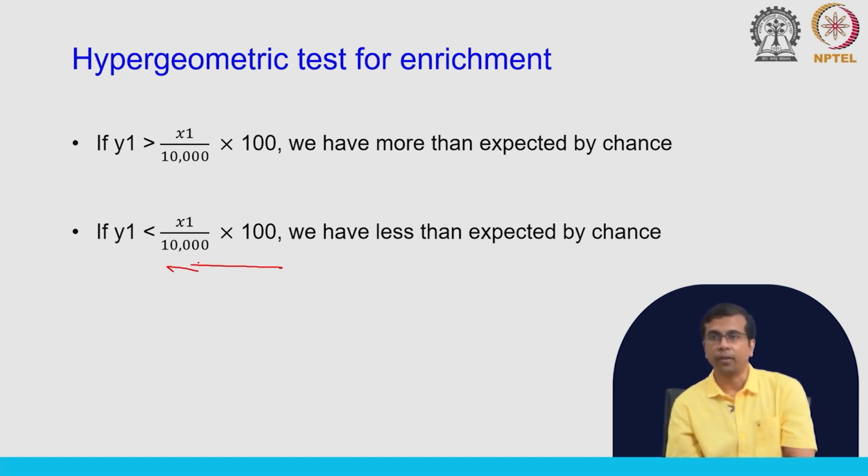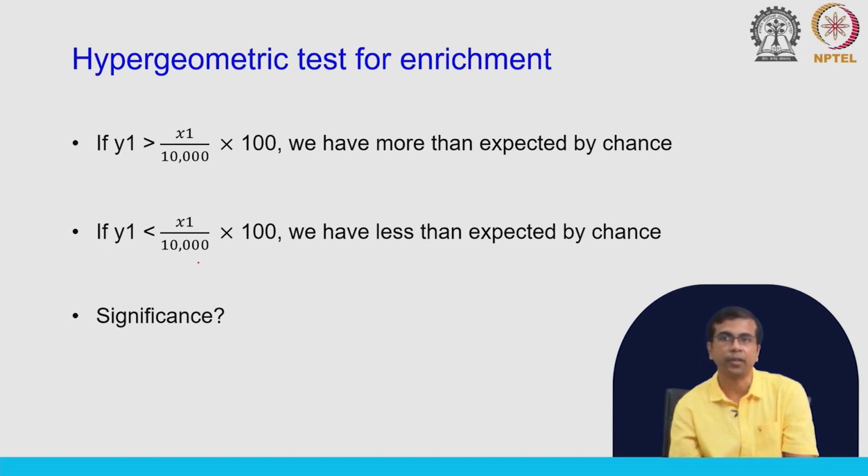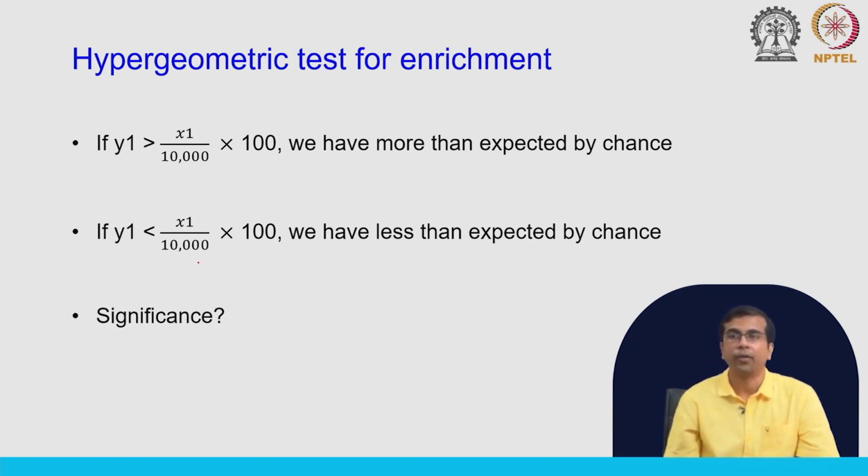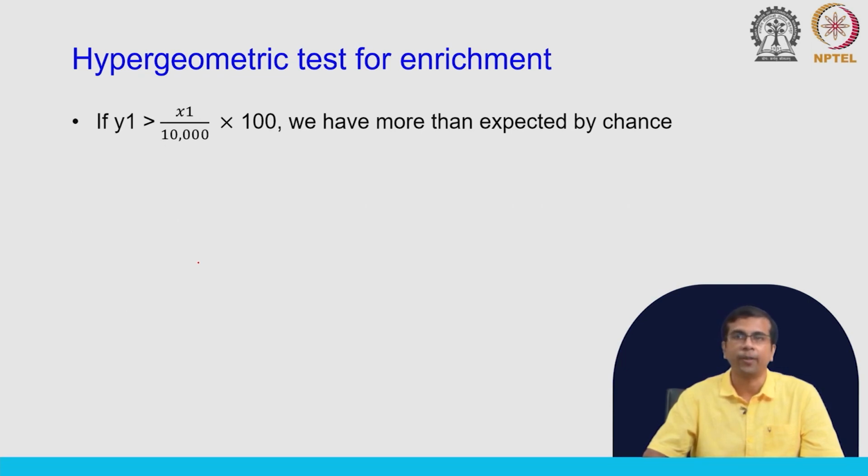But now the question is whether these differences are significant. We have not talked about anything about statistical significance here. We just said this is more than expected by chance or less than expected by chance, but we have not talked about significance. We need to calculate the statistical significance. Without that, we cannot make any decision. So, let us look at the statistical test that we can do, and maybe we can calculate a p value, which will help us make this decision.